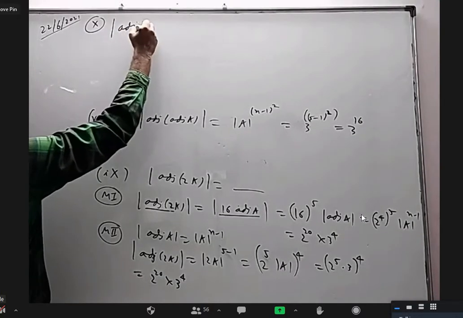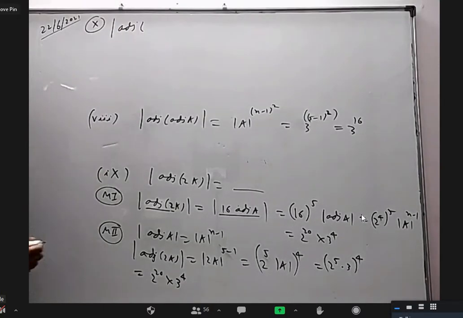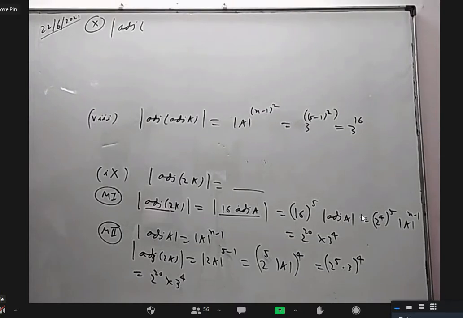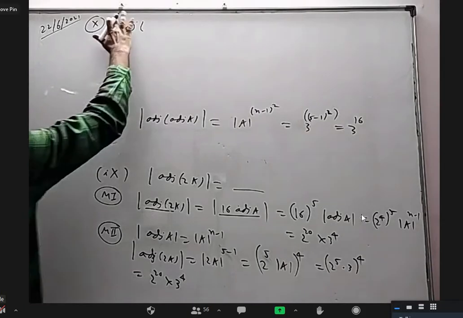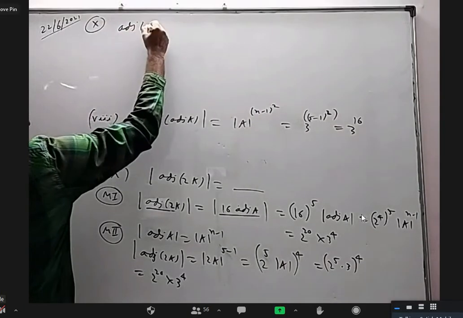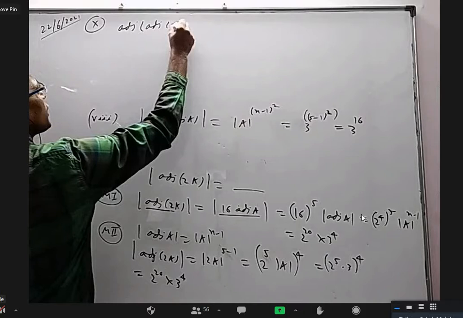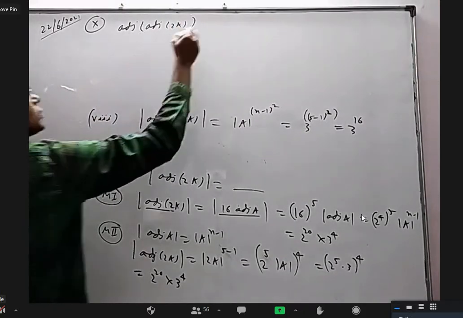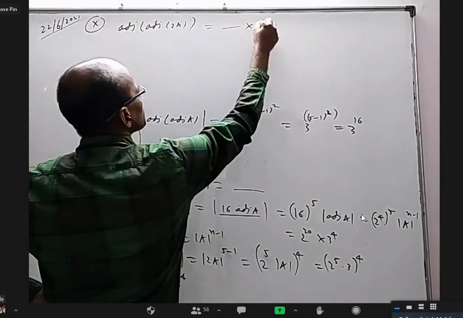Det of... what did I have just now? Det of adjoint 2A. Adjoint of adjoint 2A equal to dash into A.